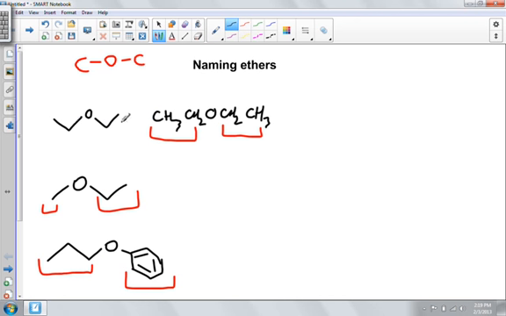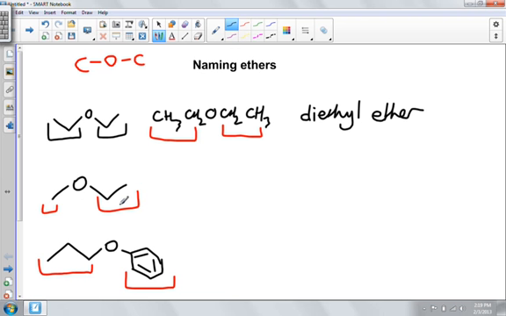So if we were to start with this guy, we have two groups coming off the oxygen, and both of them have two carbons in them, so therefore they're ethyl. Now because there's two of them, we use the prefix di. Two carbon group is ethyl, and we just put the word ether after it. Diethyl ether. Alright? So when we have this, we got methyl and ethyl.